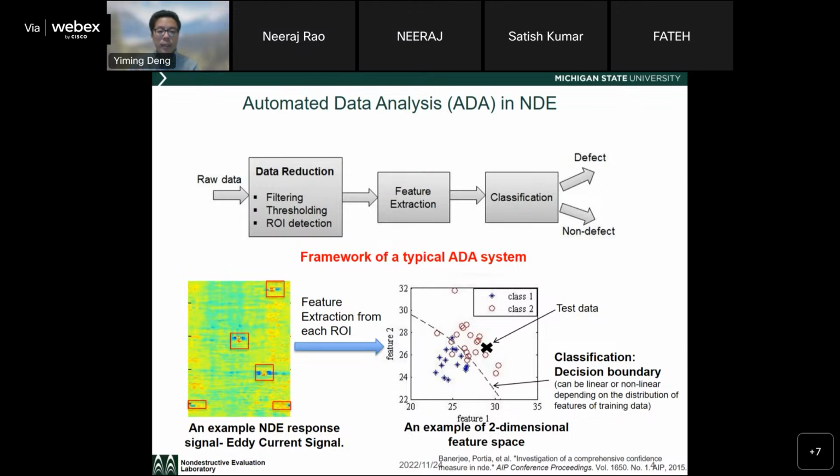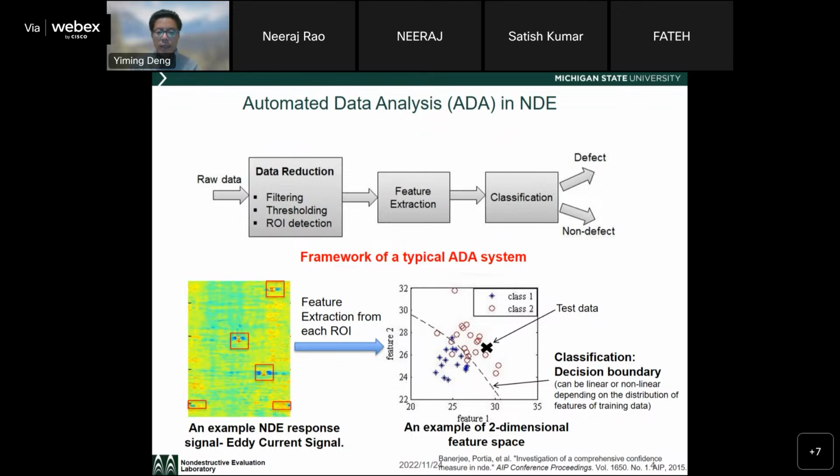Well, there are different ways of doing it. You can try to reduce the data by filtering techniques, just looking at the information that you are interested in. You can do thresholding or region of interest detection, so you can focus only on the ROI with limited computational power. The next step is feature extraction.